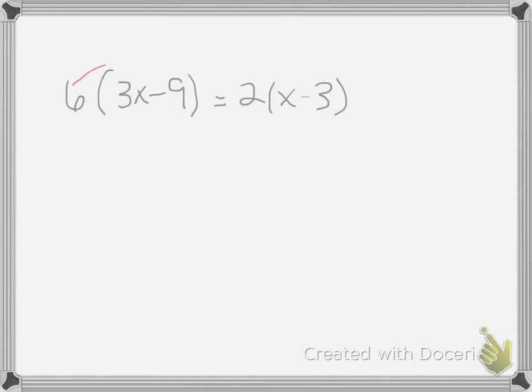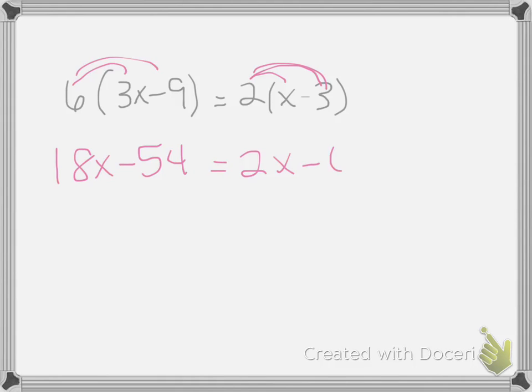Okay, we got parentheses, so we need to make sure we distribute first. So 6 times 3x is 18x. 6 times 9 is negative 54. Okay, if we distribute this 2, we got 2 times x, which is 2x. And 2 times negative 3 gives me negative 7, or negative 6.